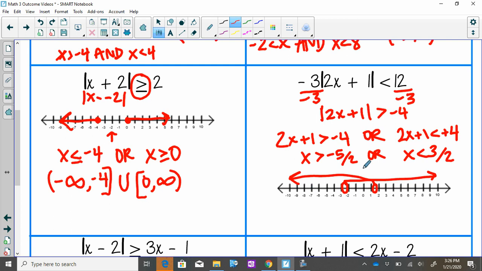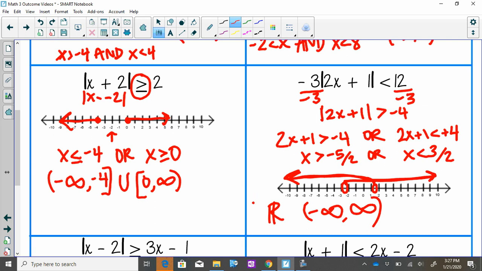A number is part of the solution if it fits into one of these two, if it's either bigger than negative 2.5 or if it's less than 1.5. But if you look at our number line, every single number fits into at least one of those arrows. This arrow right here is going to cover all of your positive x values. Everything that's positive is bigger than negative 2.5. This arrow is going to cover all of your negative values. Everything that's negative is less than 1.5. Every single number is covered, therefore your final answer is actually going to be all real numbers. Anything from negative infinity to positive infinity is part of your solution.